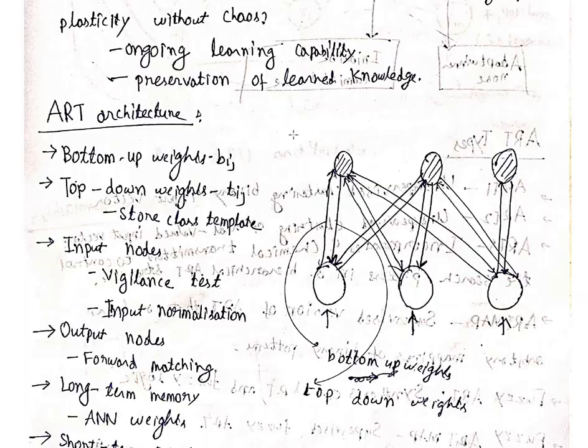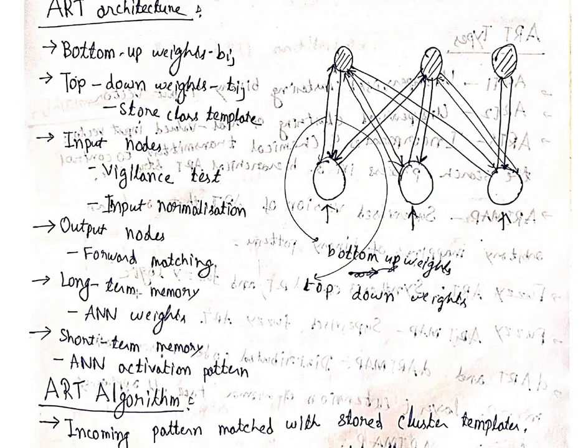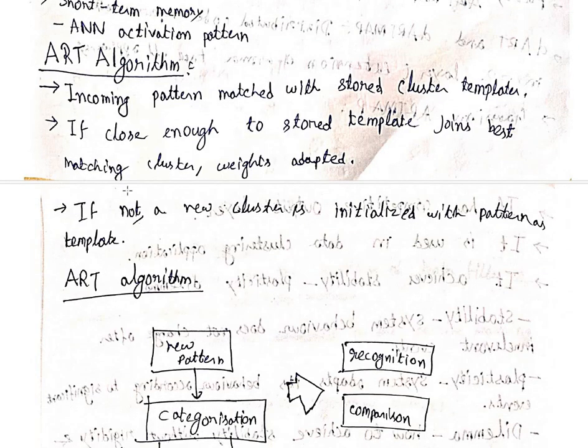So the ART architecture has the input and output layer. This is its general architecture diagram. Top-down weights are the weights which go from top to bottom, from the output top layer to the bottom layer. And the weights which go from the bottom to top are the bottom-up weights. It's used to store some template. When a new input comes, it compares the new input with the already stored template. If it matches only, it can take it.